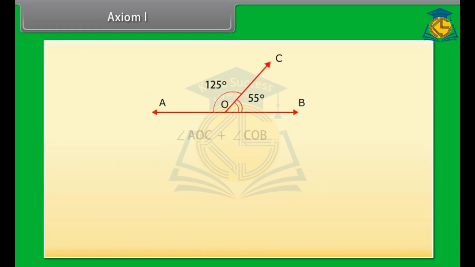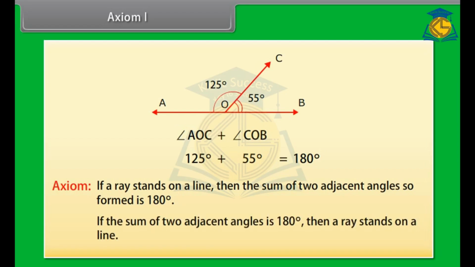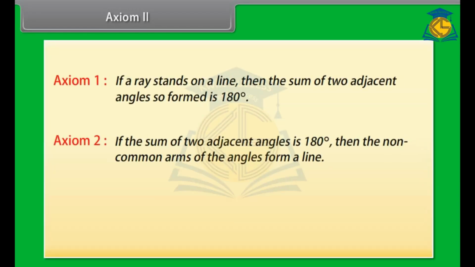Also, we can see that angle AOC plus angle COB is equal to 125 degree plus 55 degree, which is equal to 180 degree. From this, we may conclude that this statement is true. And we can state it in the form of another axiom, which is, if the sum of two adjacent angles is 180 degree, then the non-common arms of the angles form a line. Axiom 2. We get two axioms now. These two axioms together are called the linear pair axiom.